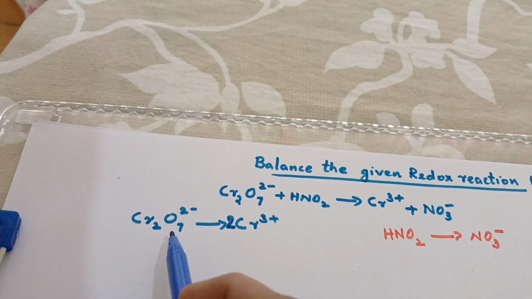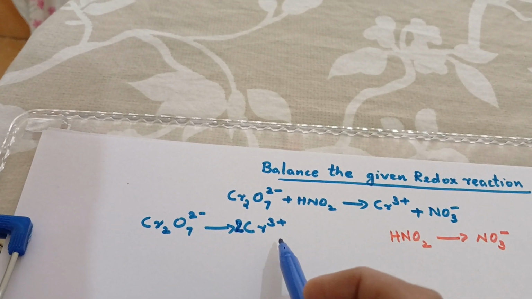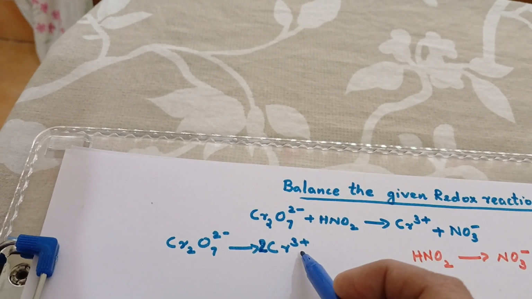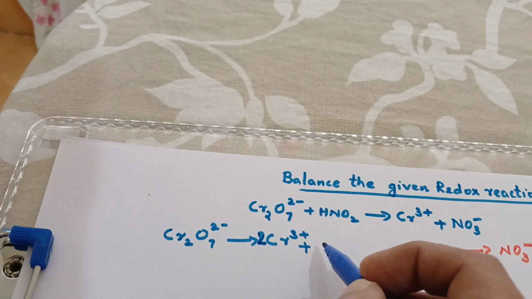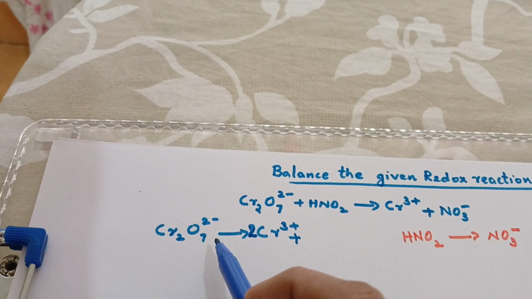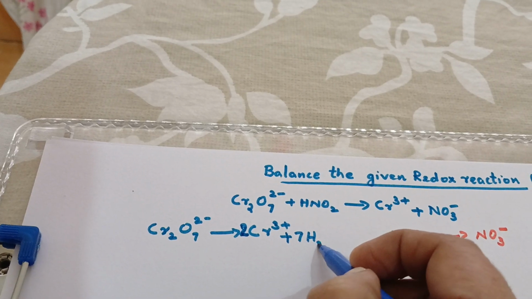There are 7 oxygen atoms on the left hand side, but there aren't any on the right hand side. So what do we do to balance oxygen atoms? We will add water molecules. One water molecule has one oxygen atom. So we will add 7 water molecules. So 7 H2O.